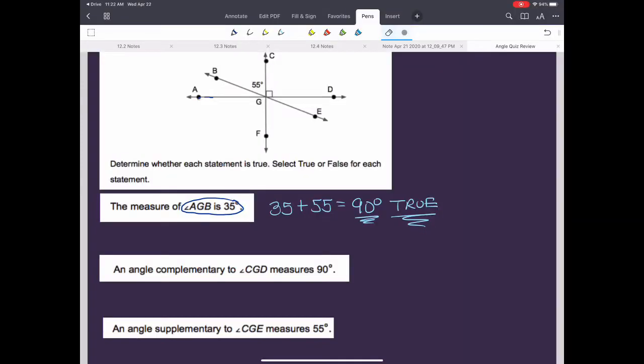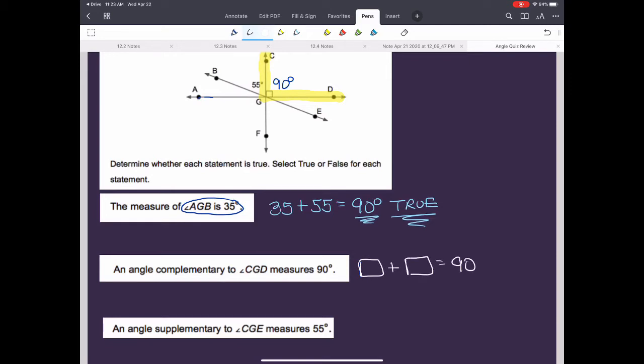Now the next one says an angle complementary to angle CGD. Let me go ahead and outline that. CGD is that angle right there that I outlined or highlighted. And an angle complementary to CGD measures 90 degrees. Well, that angle itself is already 90 degrees. Complementary angles mean that when you add two angles up, they equal 90.